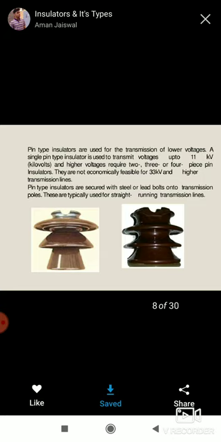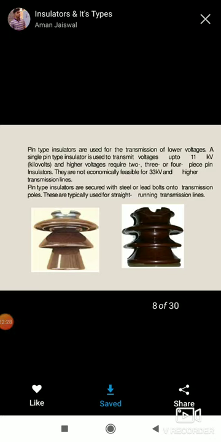Like each and every insulator, the pin type insulators are also made up of porcelain or glass or polymer or steatite, whatever it may be. But basically in real life, the pin type insulators are made of porcelain, right? A pin type insulator has a number of porcelain layers, shaped like a pin, that's why we call it a pin type insulator. On the top of a pin type insulator there is a groove, where the conductor is going to be passed through the groove.